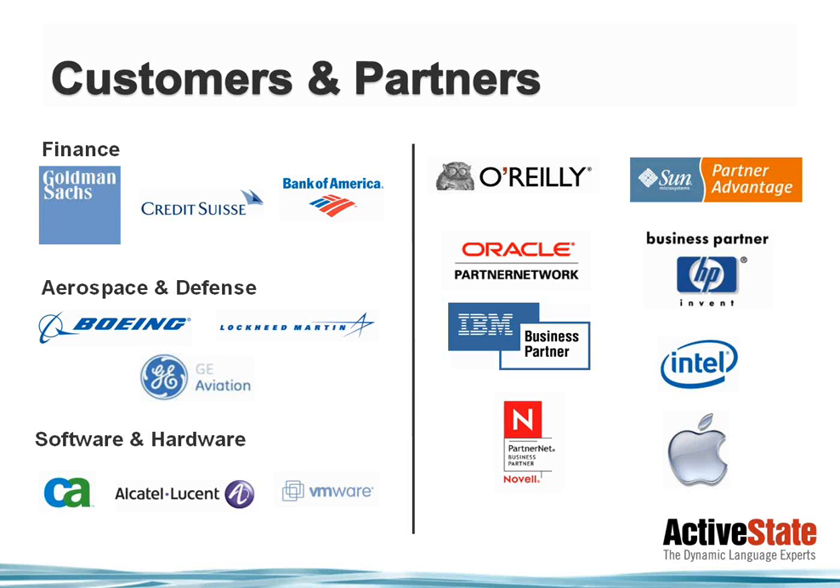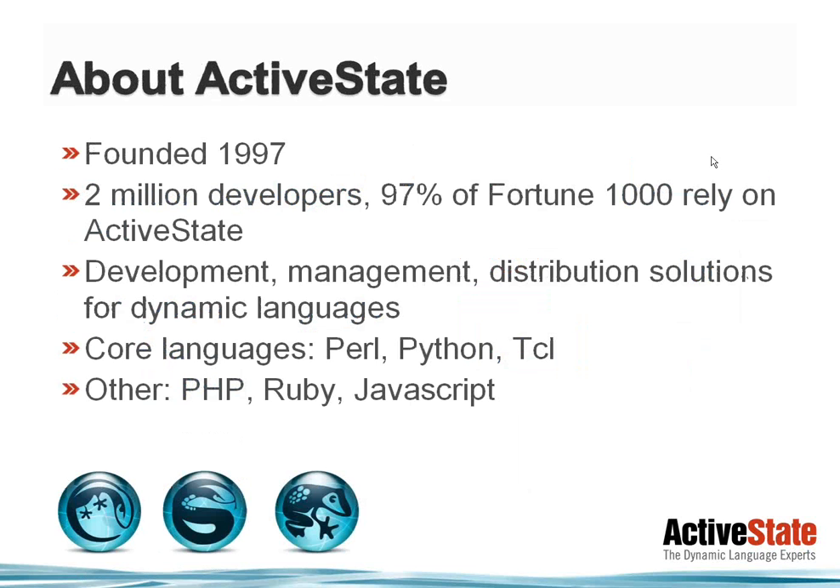This is a good way to segue to the last slide before we turn over to the Q&A. And I just want to put ActiveState in perspective. We've been around since 1997. We service and touch over 2 million developers worldwide. 97% of the Fortune 1000 rely on solutions and products and distributions from ActiveState. As I mentioned, we're all about the development, management, and distribution of solutions for dynamic languages.